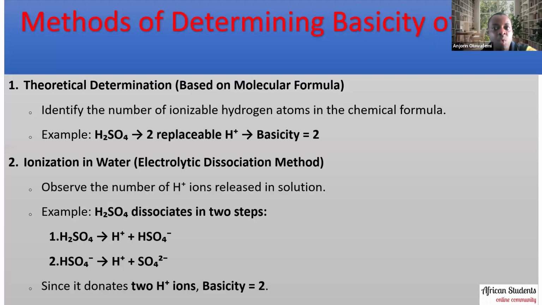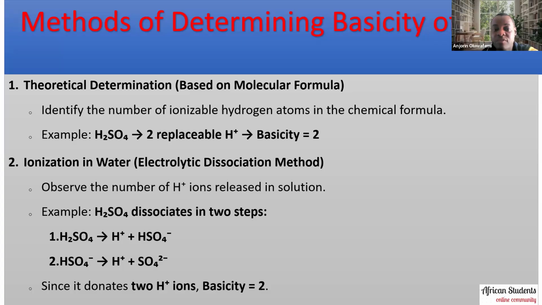Now, we want to look at the methods for determining the basicity of an acid. Number 1 is the theoretical determination method, which is based on the molecular formula of the acid. We identify the number of ionizable hydrogen atoms in the chemical formula. For example, H2SO4 has 2 replaceable hydrogen atoms. So the basicity of H2SO4 is 2, based on the number of ionizable hydrogen atoms that it contains. That is the theoretical determination method.